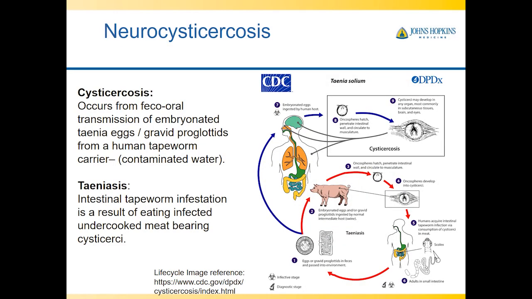So to reiterate, cysticercosis occurs from fecal-oral transmission of the embryonated Taenia eggs. So this occurs from contaminated food or water, while taeniasis, which is tapeworm infestation, occurs as a result of eating infected meat.